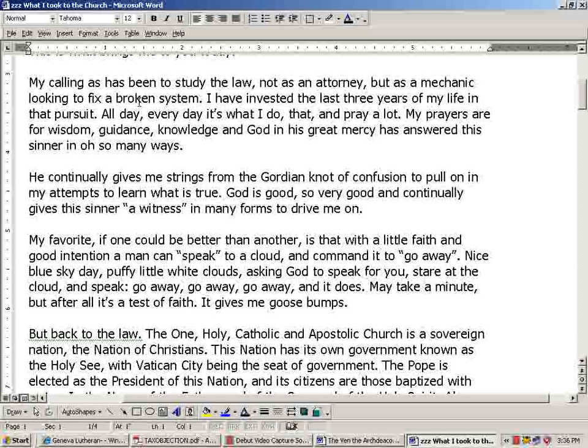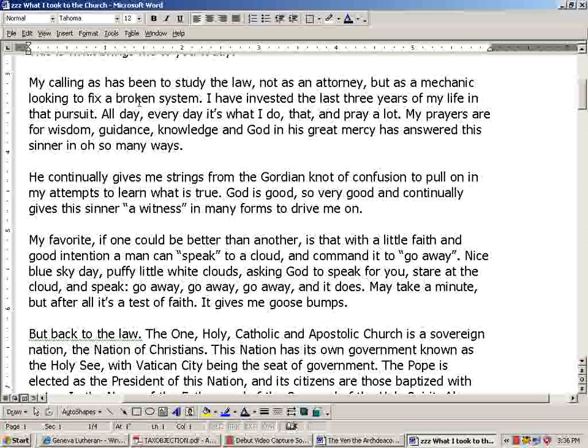God is good, so very good, and continually gives this sinner a witness in many forms to drive him on. My favorite, if one can be better than another, is that with a little faith and good intention, a man can speak to a cloud and command it to go away. Yes, you can. Nice blue sky day, puffy little white clouds, asking God to speak for you, stare at the cloud and speak, go away, go away, go away, and it does. It may take a minute, but after all, it's a test of faith, and it'll give you goosebumps.